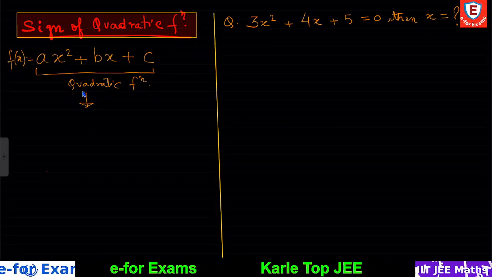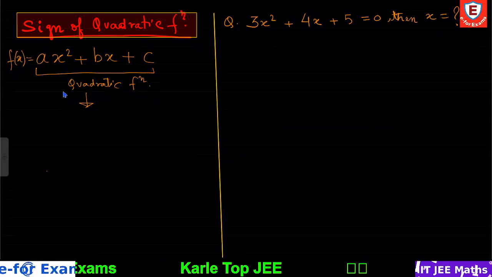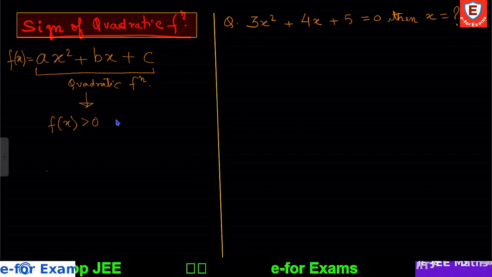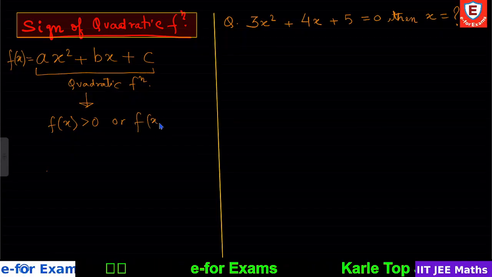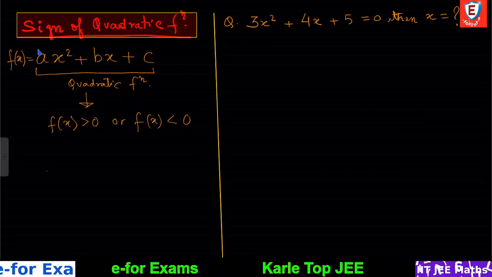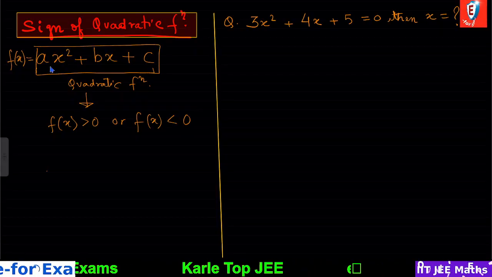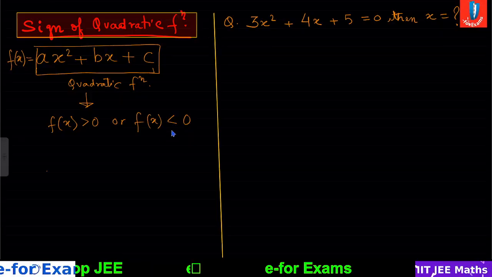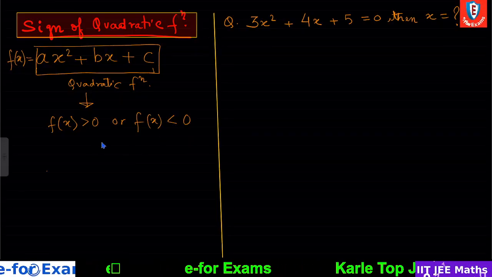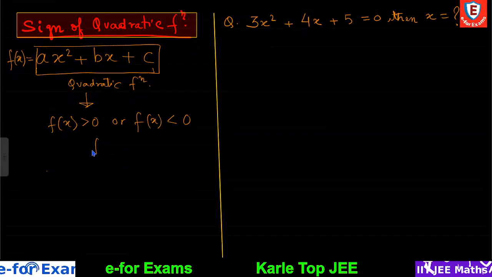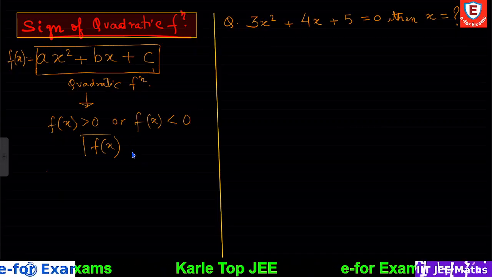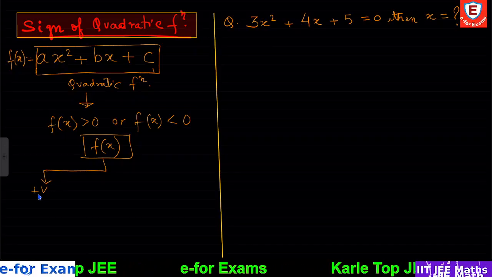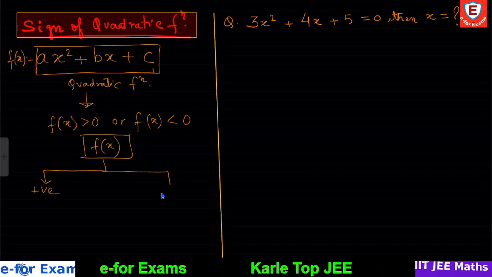Now, for the sign of the quadratic function, we have to determine if this function f of x is greater than 0 or f of x is less than 0. That means the value of this function is greater than 0 or less than 0. This is what we have to determine. So two cases are there: it can be positive, or it can be negative.